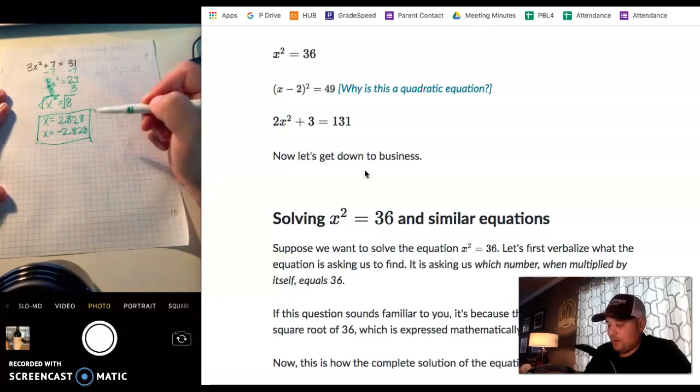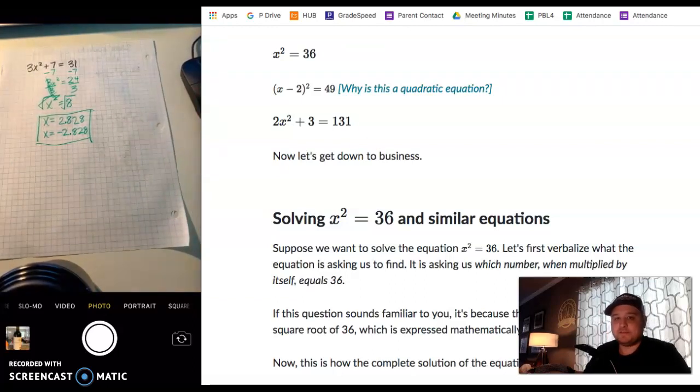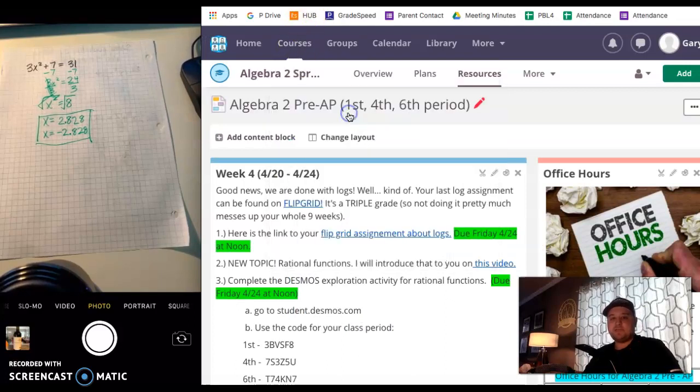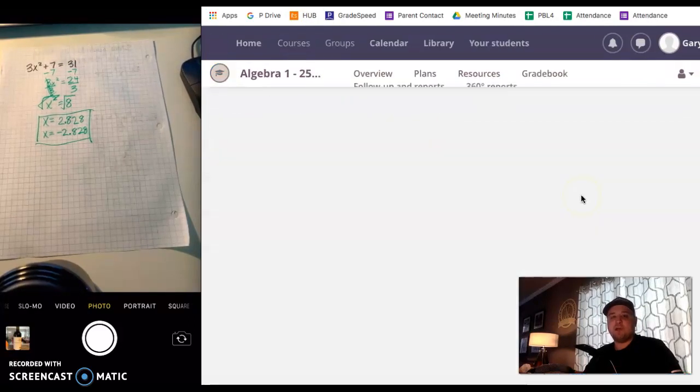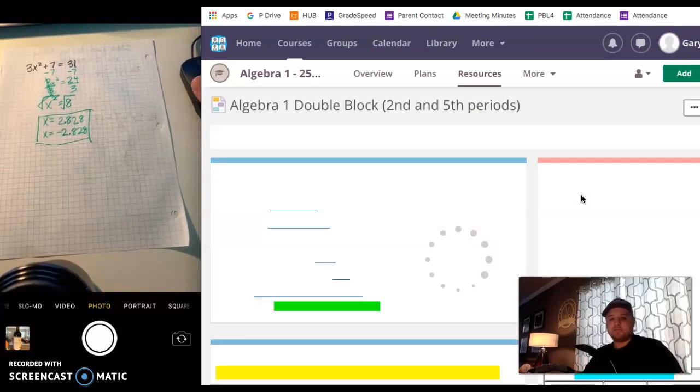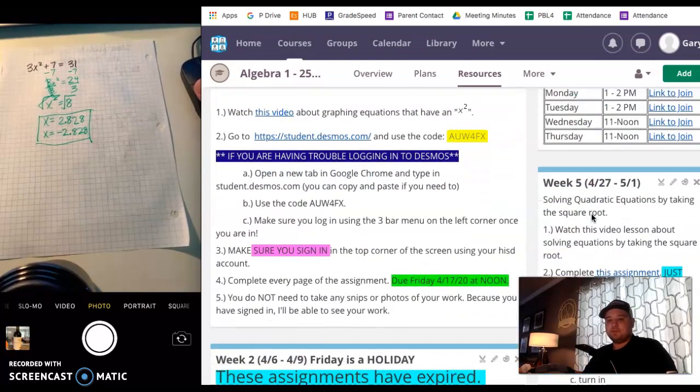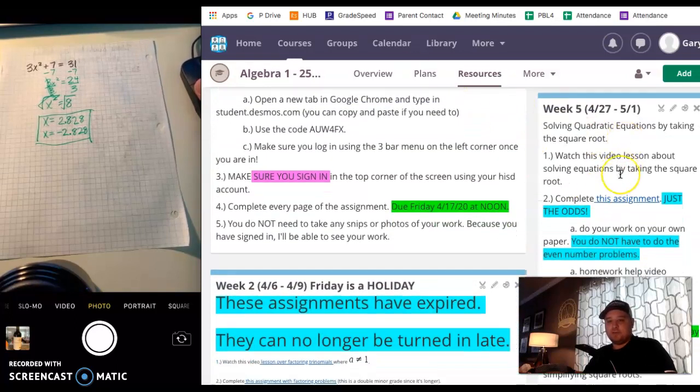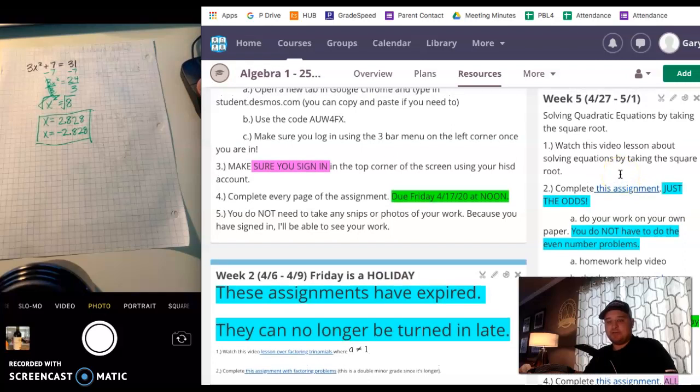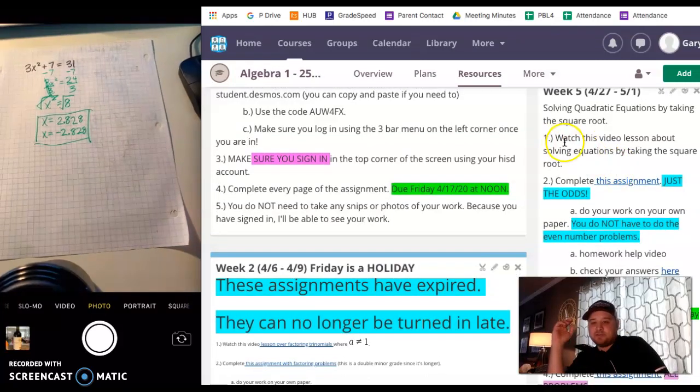Before I let you go, I want to remind you guys that for this assignment, I am not asking you to do every problem. Because I'm giving you 2 assignments this week, I wanted to shorten it a little bit. You'll notice this eventually will be up here, but I'm working ahead of time, so I wanted to hide it from you guys so you weren't distracted by it. This first assignment is just the odds. So that means 1, 3, 5, 7, 9. You do not have to do the even number problems. I even remind you here.